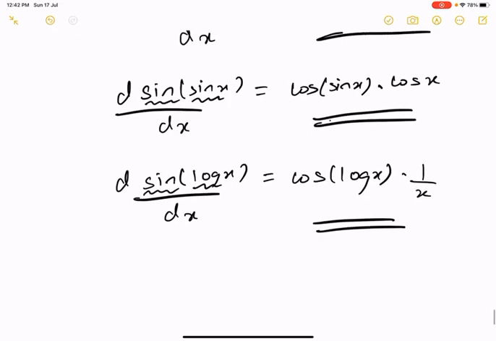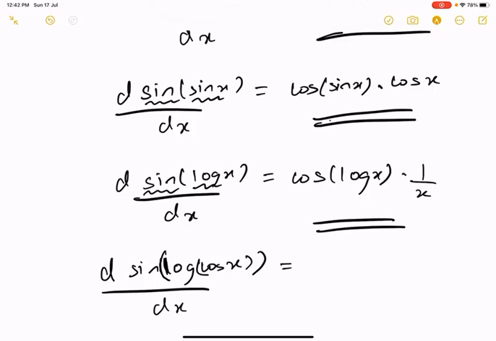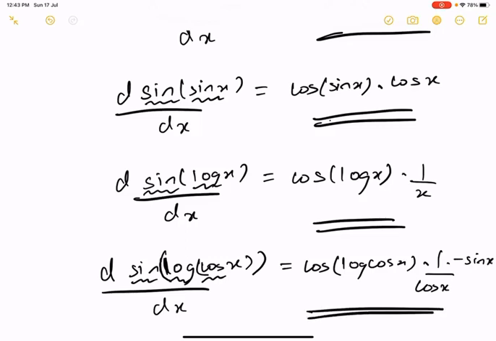Now you can have something like this also, sine of log of cos x. What is the derivative of this? First you will read sine, correct? So what is the derivative of sine? Cos. What is the input? Input is log of cos x, multiplied by the derivative of log, which is 1 divided by whatever is inside. What is inside? Cos x. Now the derivative of cos x is minus sin x. That's it. That's the answer.